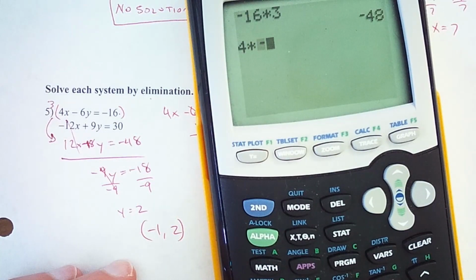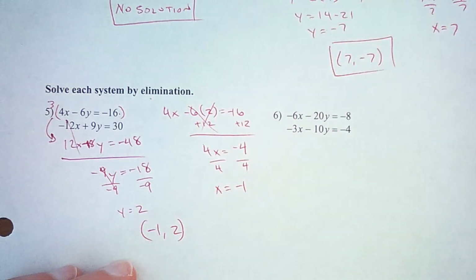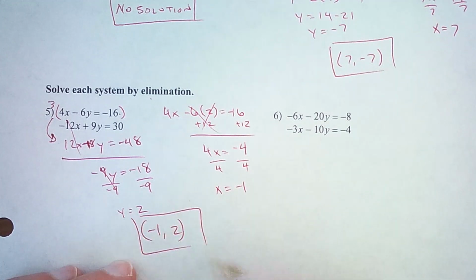4 times negative 1 minus 6 times 2 is negative 16, checks out in the first equation. Negative 12 times negative 1 plus 9 times 2 is 30, checks out in the second equation, so I know this is correct.